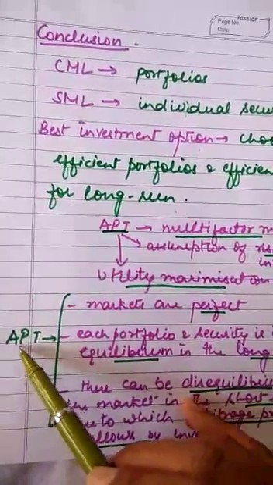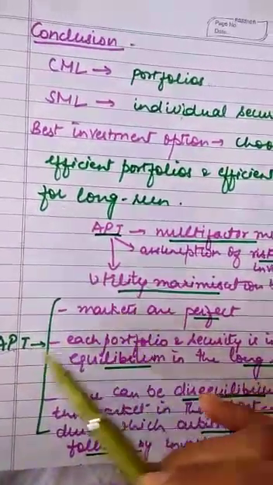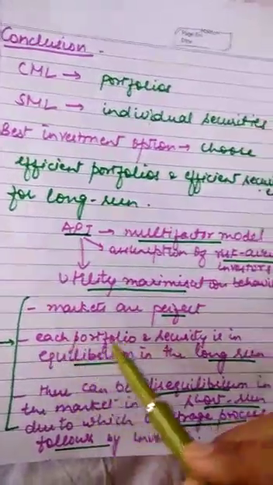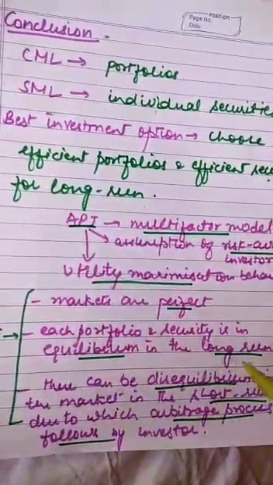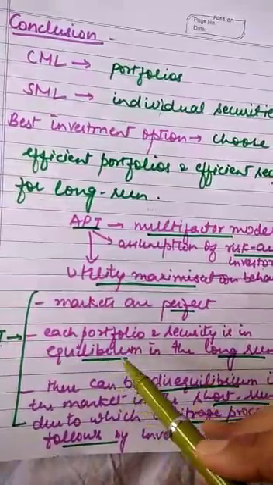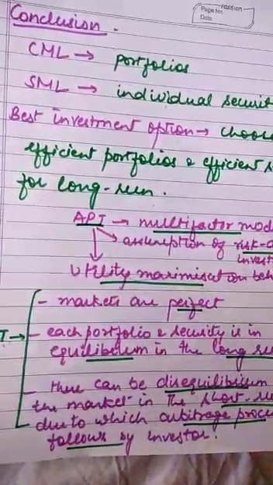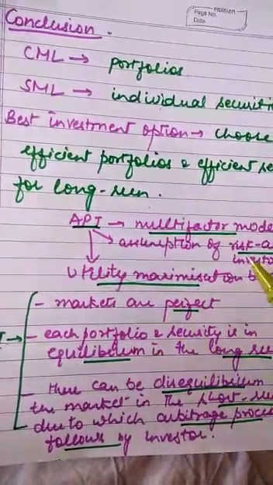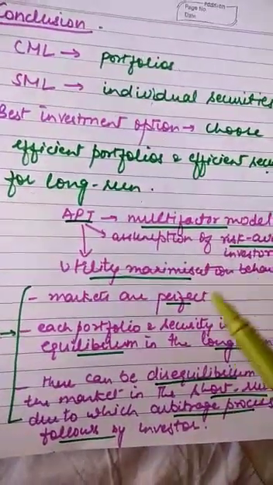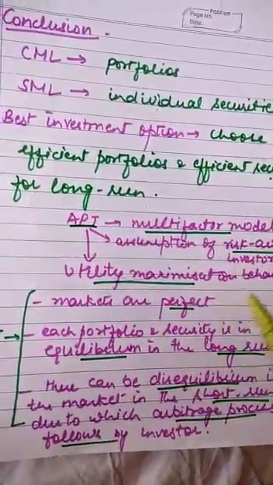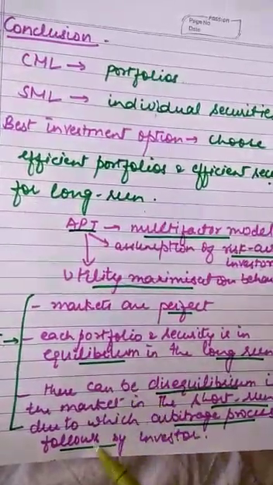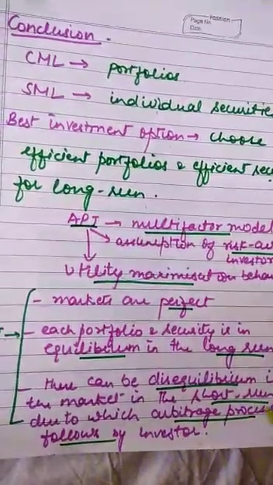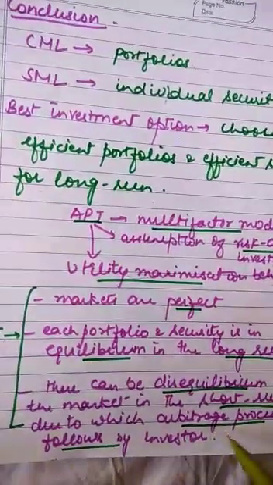So in conclusion, we can say that APT has assumed that markets are perfect. Each portfolio and security is in equilibrium in the long run. Equilibrium in the sense that if we have two securities, their return can't be different. Their return will be the same if they have the same level of risk. In the long run, both the securities will give you the same return, but in the short run there can be disequilibrium in the market, due to which the arbitrage process is followed by the investor.